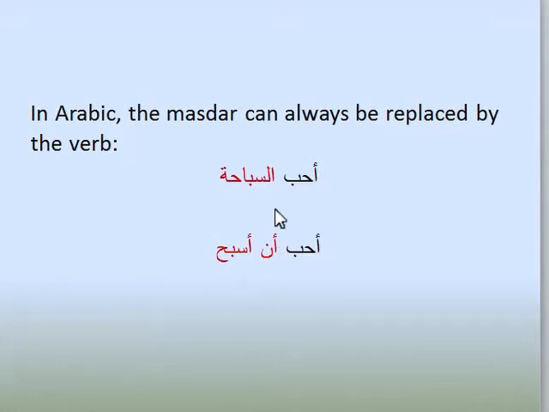Now, the verb requires an, as you know, right? Uheb as-sibaha means literally, I like swimming. Uheb an asba means I like to swim. Literally, I like that I swim. Again, it's much more logical in Arabic. But what are they? They both mean the same thing. Okay, and so that is the idea of a verbal noun.